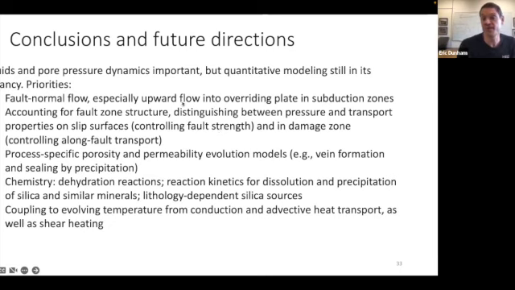Fault normal flow, I've neglected it in these models, but it could be important in certain regions. And then a lot of these process-specific ones come down to chemistry, right? What are the dehydration reactions? There's reaction kinetics for dissolution and precipitation of silica. Some people think it's important on cycle time scales. Some people think it's only interseismic and longer time scales. And then none of us have added in temperature effects, which are super important.